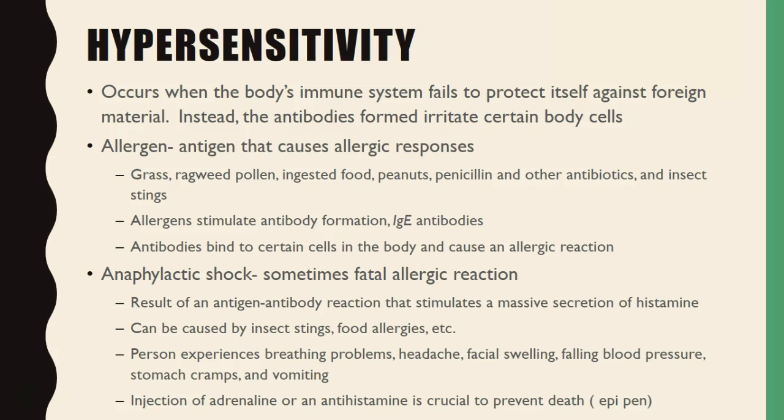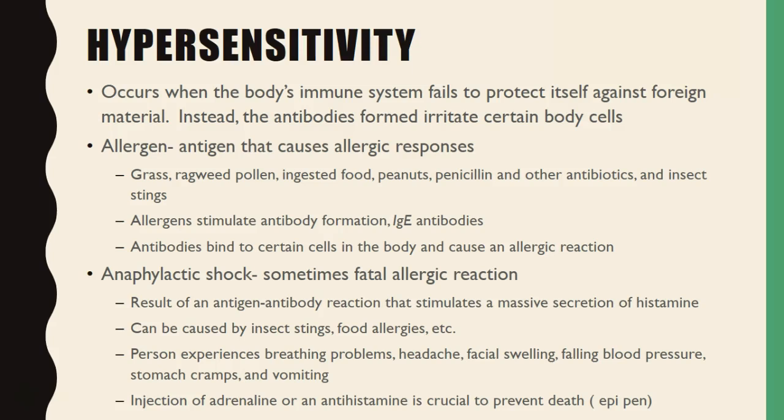And they can stimulate IgE antibodies. And these antibodies bind to certain cells in the body and can then lead to that allergic reaction. If you have a really severe type of allergic reaction that is a sudden reaction, we call this anaphylactic shock if it results in a massive secretion of histamine. Remember, histamine is one of the substances produced by basophils, those white blood cells that have that purple granule.